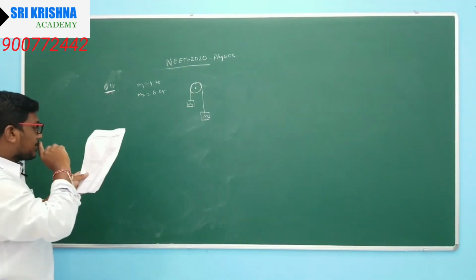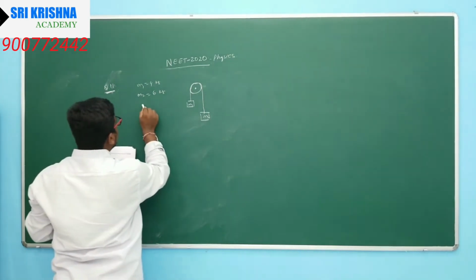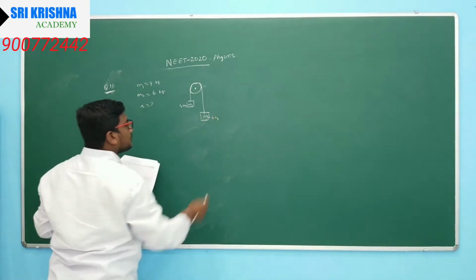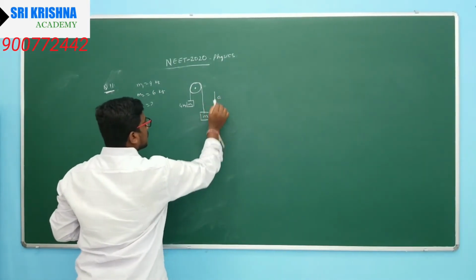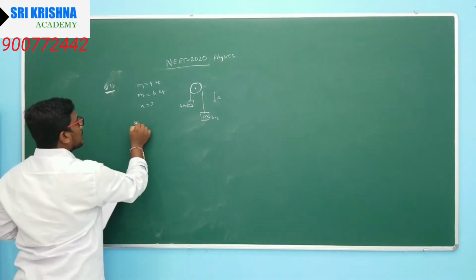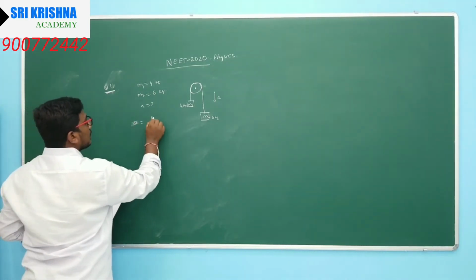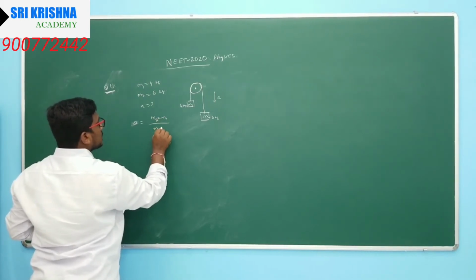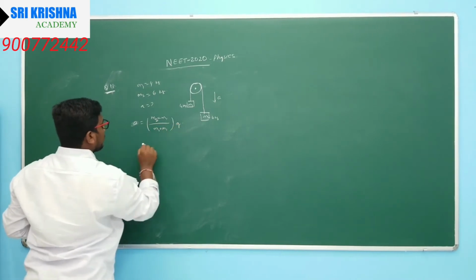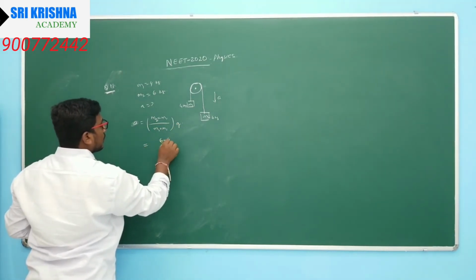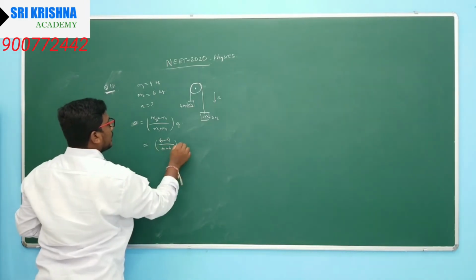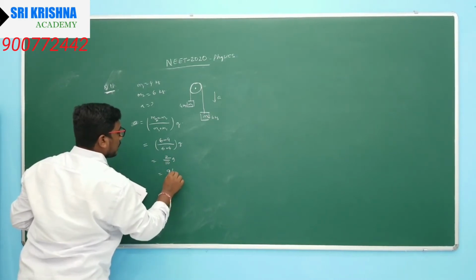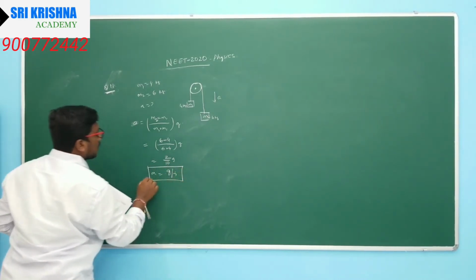It is asking what the acceleration of the system is. Here this is a 4 kg mass, here the 6 kg mass. So obviously there will be acceleration in the downward direction for the heavier mass. It is direct formula based. Acceleration is m2 minus m1 by m2 plus m1 whole into g. So this is 6 minus 4 by 6 plus 4 into g. So 2 by 10 g, nothing but g by 5. So this is your answer.